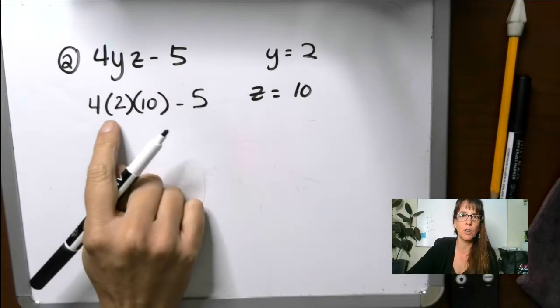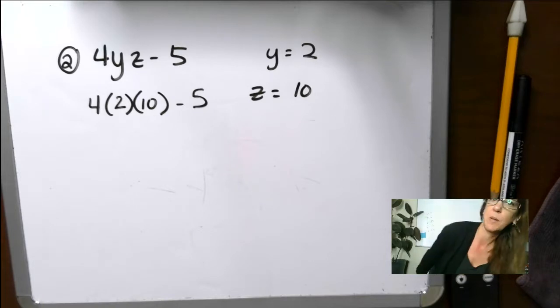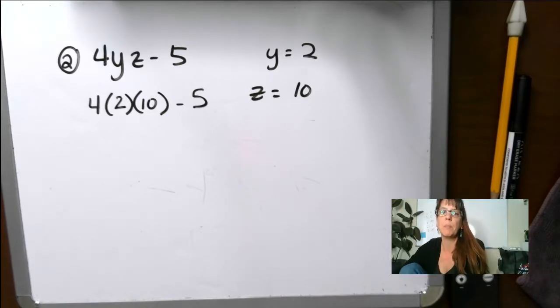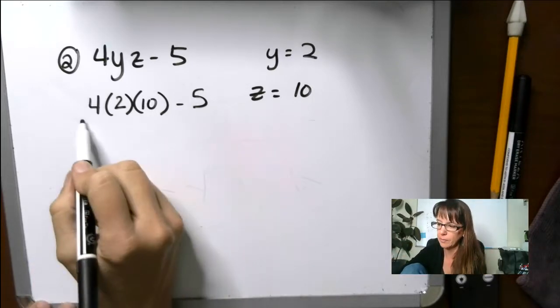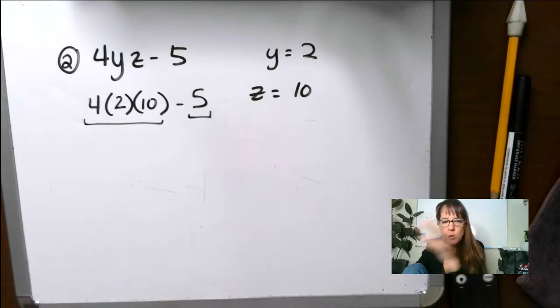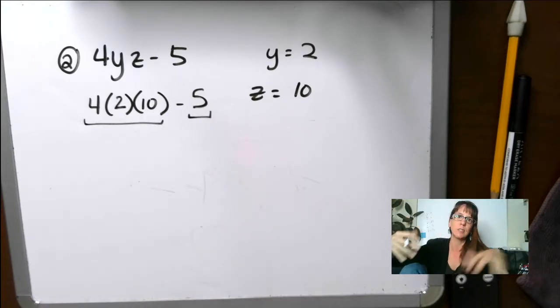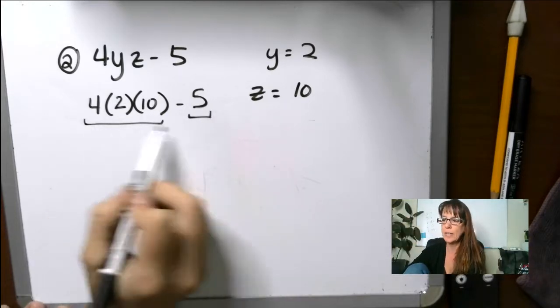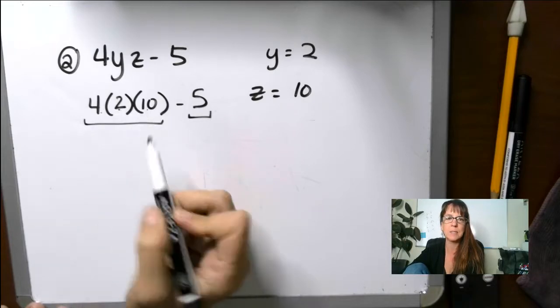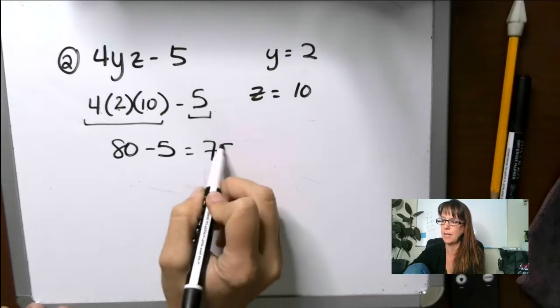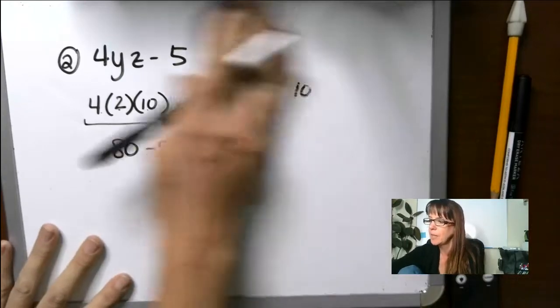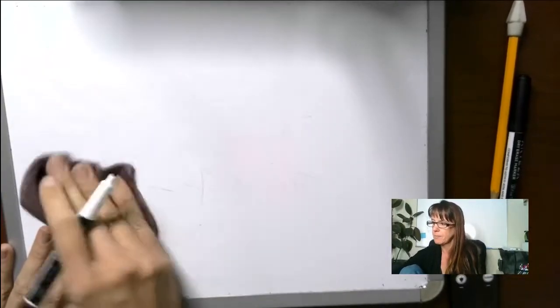So really what we have are all these things that we need to multiply. Remember, you want to do all the chunks first, and chunks are broken up by addition and subtraction. So we've got 2 chunks here. You want to do everything that you can inside those chunks and then combine the chunks. So here we've got 4 times 2 is 8, times 10 is 80, minus 5. That's going to give us 75. Good.